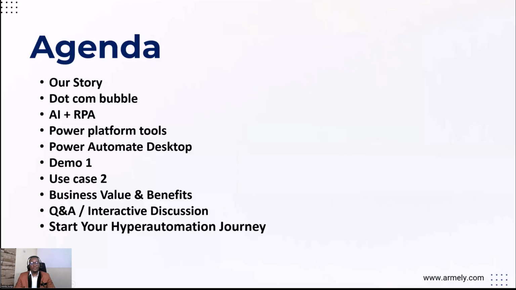So let's get into the agenda for our call today. We're going to have a chat about our story, and then we'll also talk about the dot-com bubble. And then after that, we'll get right into our topic for today, which is AI plus RPA, which is robotic process automation. And then we'll proceed to Power Platform tools, and our specific tool of interest today is Power Automate Desktop. After that, we're going to have a demo, a first one.